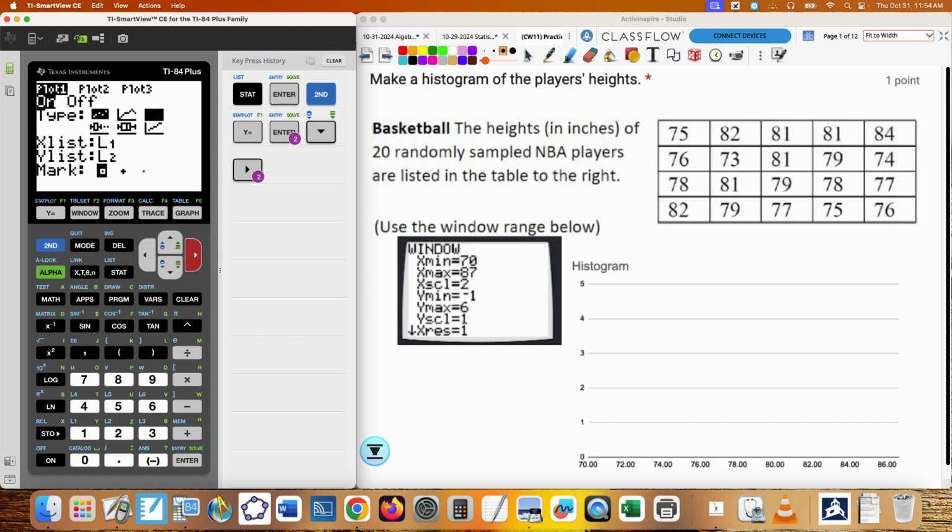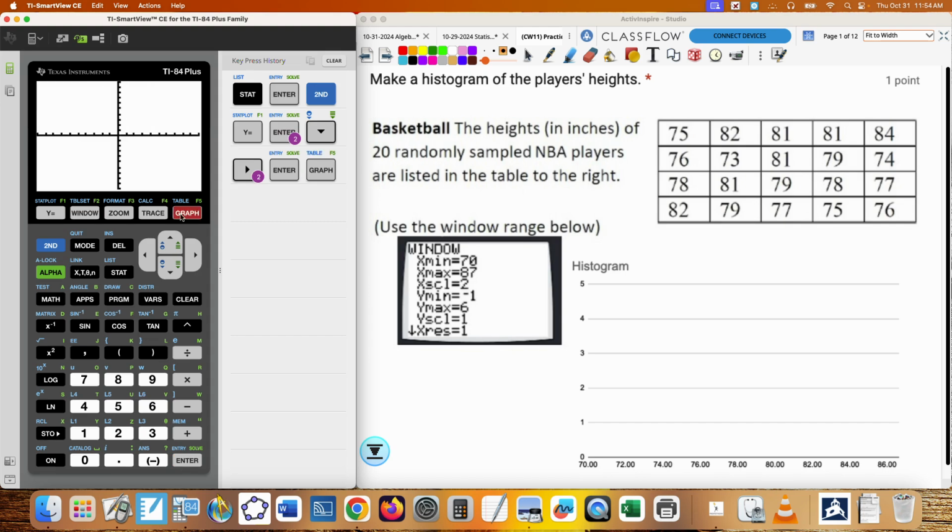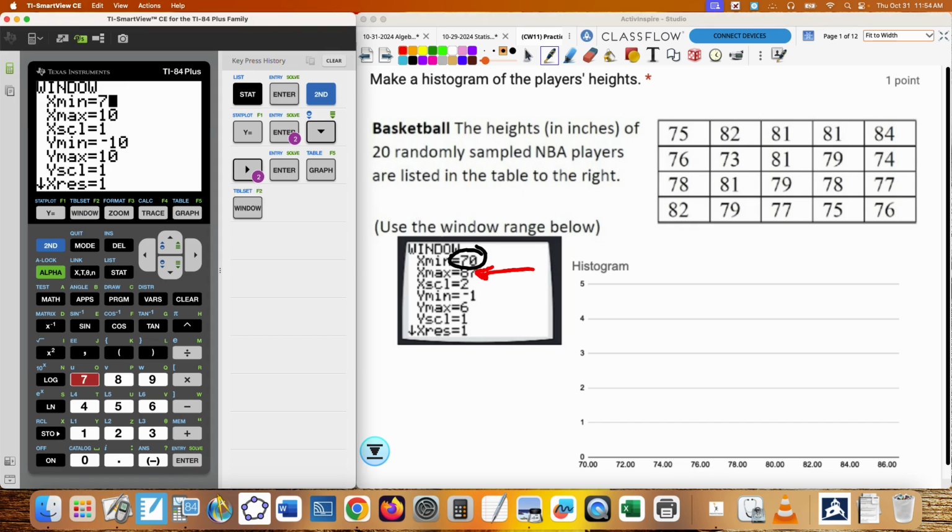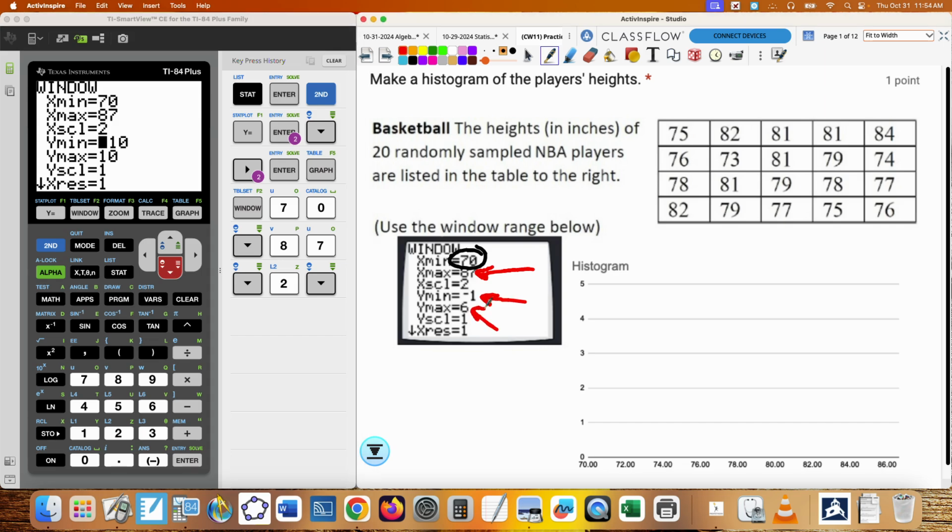Scroll down, select the histogram, hit Enter. Now press graph. We don't see the data because our graph needs to match this graph paper here. So I'm going to change the minimum to 70, my x minimum, and I'm going to change my x max to match this number, 87. So I'm hitting window, changing that minimum to 70, maximum to 87, like it says there. X scale, I want it to count by twos, and I'm going to change the y min to -1 and the y max to 6.